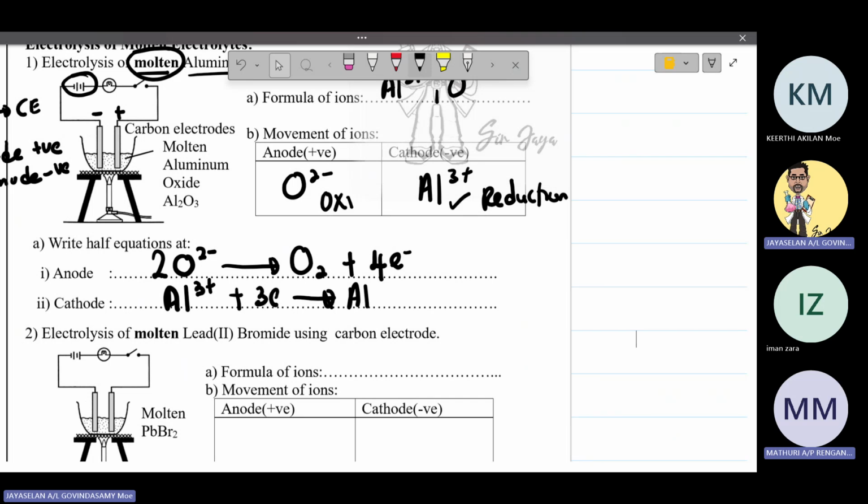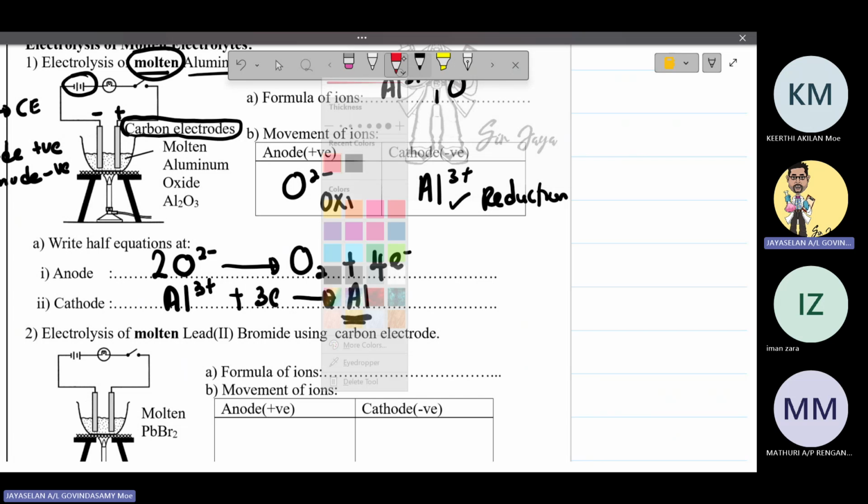Can I say it in Bahasa Melayu? Can. Jisim elektrod semakin bertambah. No, you see here, the electrode, they use what electrode? Carbon, right? Mereka gunakan elektrod karbon. Here you dapat produk apa? Aluminium. So what will happen?